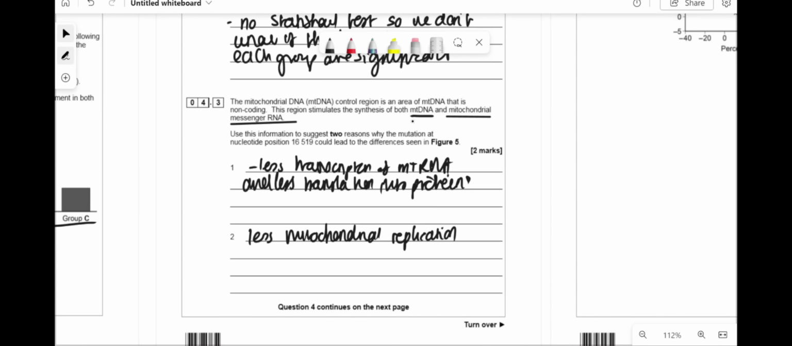Now, the other thing it's asking is about mitochondrial DNA. So you need to think, okay, when do we replicate DNA? What's the relevance of that? We replicate DNA in cell division. Therefore, it has to be something to do with mitochondrial replication as well.